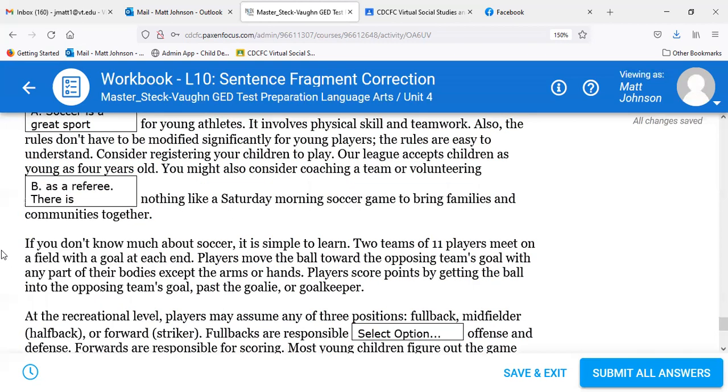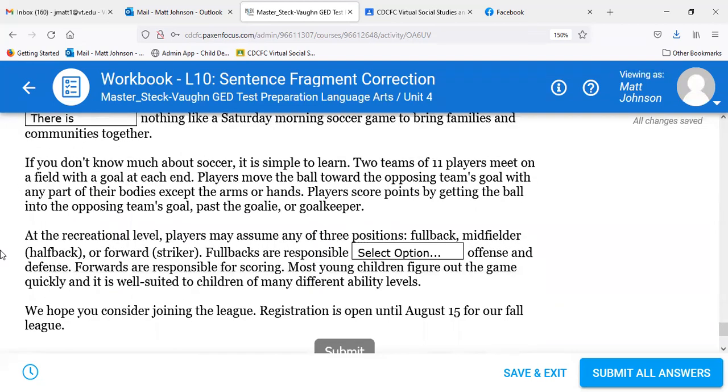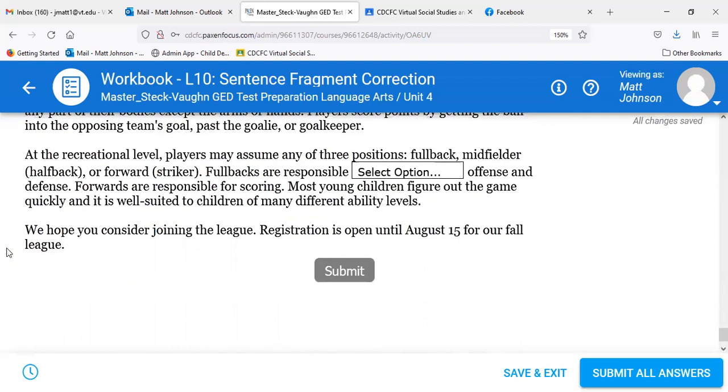B. There you go. There is nothing like a Saturday morning soccer game to bring families and communities together. If you don't know much about soccer, it is simple to learn. 2 teams of 11 players meet on a field with a goal at each end. Players move the ball toward the opposing team's goal with any part of their bodies except the arms or hands. Players score points by getting the ball into the opposing team's goal, past the goalie or goalkeeper. At the recreational level, players may assume any of the 3 positions: fullback, midfielder, or forward.